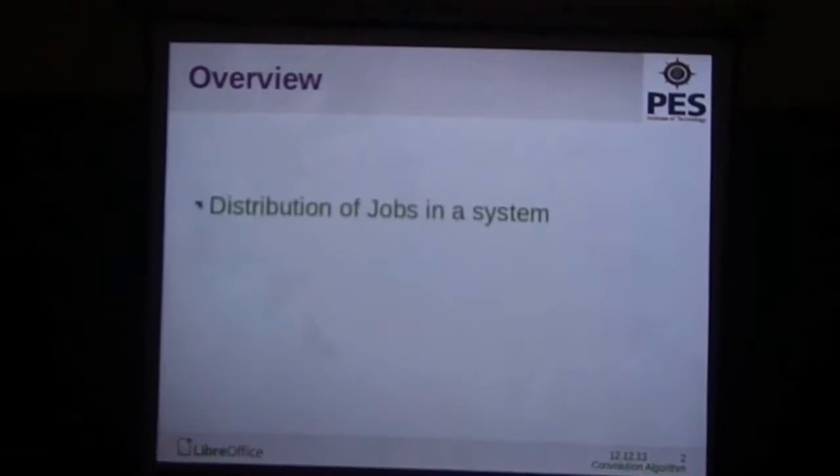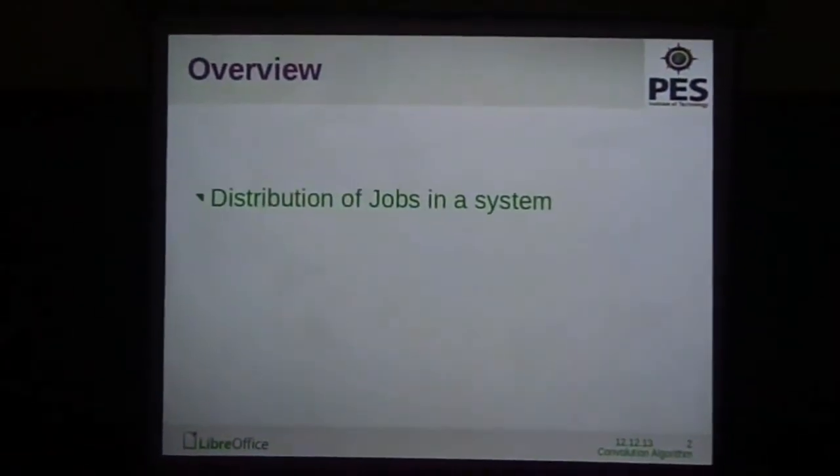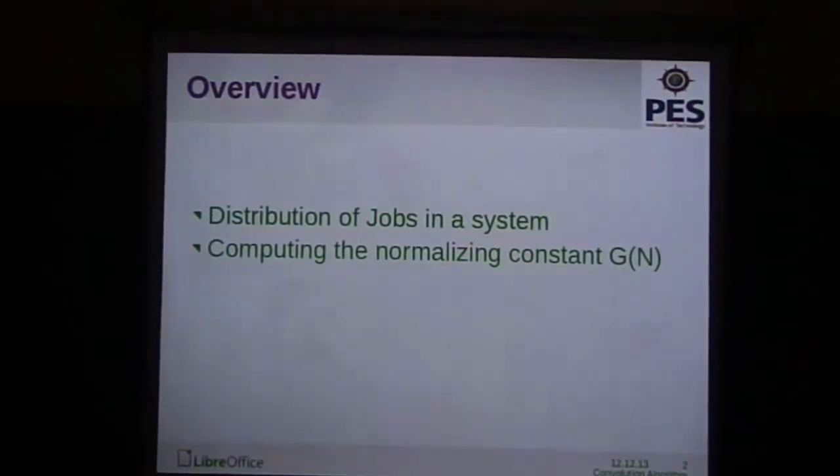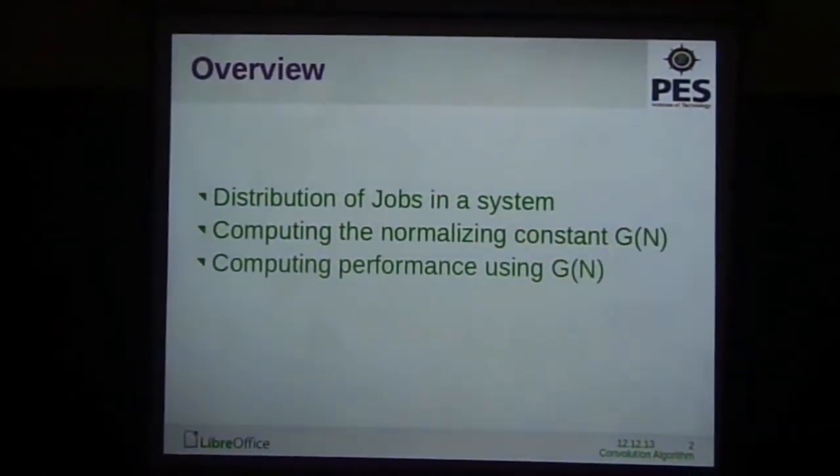So, what will be the overview? Distribution of jobs in a system. Next one is computing the normalizing constant, that is Gn. And the third one is computing performance using Gn.